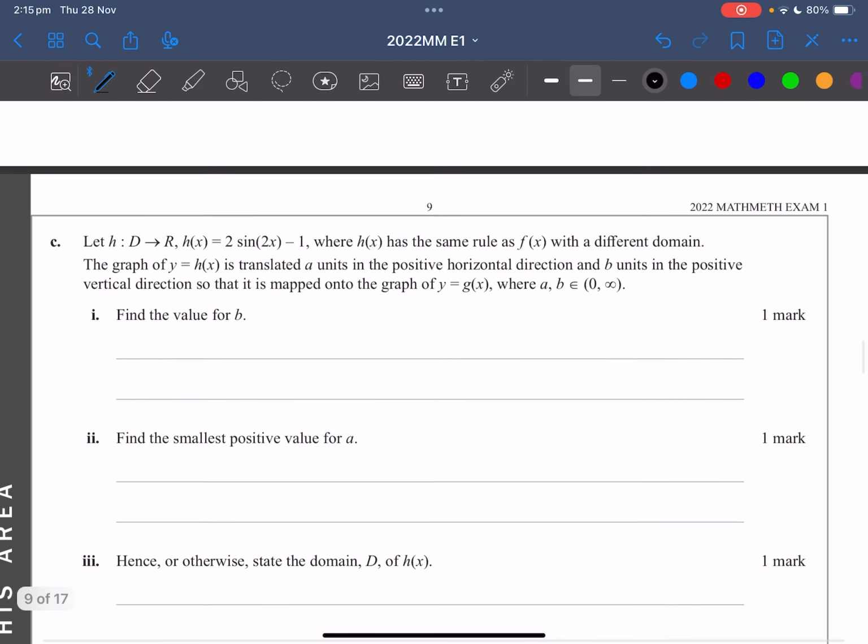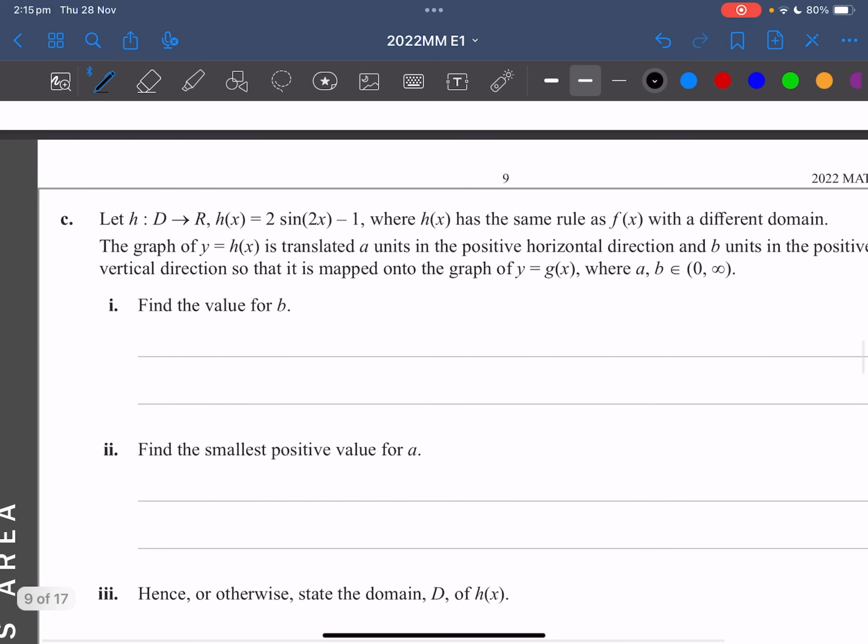Oh, there's more. Okay, let h be h of x, where h is the same rule as f of x with a different domain. Okay, so the graph of y equals h of x is translated a units in the positive horizontal direction and b units in the positive vertical direction, so that it is mapped onto the graph of y equals g of x, where a and b are between 0 and infinity.